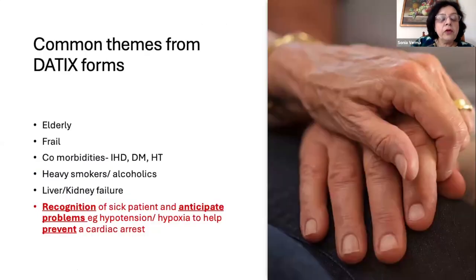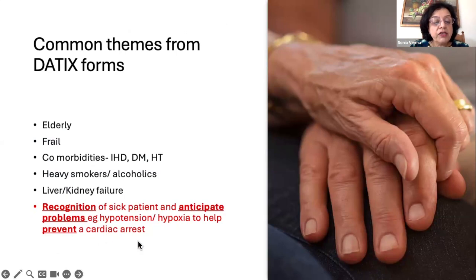Common themes that have come from the DATIX forms from my hospital are that the adverse events are happening in elderly, frail patients, in patients with a lot of comorbidities, patients who are heavy smokers or heavy alcoholics, and liver and kidney failure patients. In the various workshops I do, I try and tell them recognition of the sick patient and anticipating problems such as hypotension and hypoxia will help you to prevent a cardiac arrest.